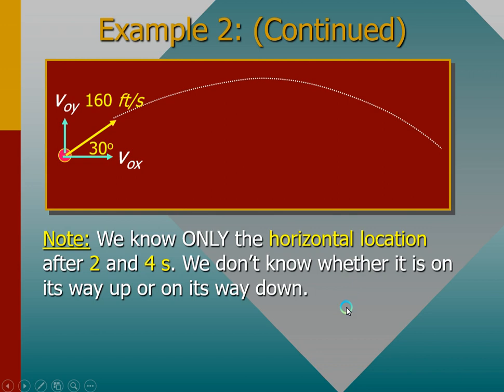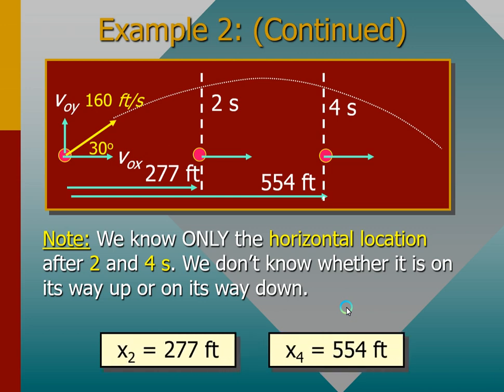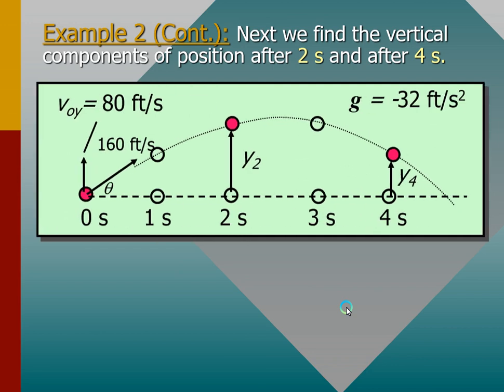Okay, so we know only the horizontal location after 2 and 4 seconds. We don't know whether it is on its way up or on its way down. So wala kita kabalo. Nabalaan lang natin ang horizontal location. Okay, so next we find the vertical components of the position after 2 seconds and after 4 seconds. So tan-awon ta kung addiin na sila ano nang iyang vertical position.